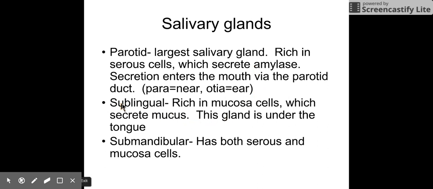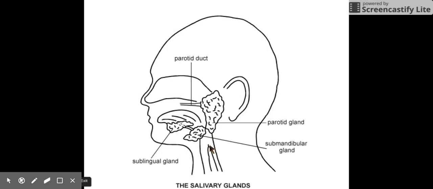Then you have the sublingual, which is underneath the tongue, and it is mucus. It produces mucus, and it's made of mucosal cells. The submandibular, which is underneath the mandible, it's farther back underneath the tongue in the mandible. And it has both serous and mucosal cells, which means it makes both mucus, the watery part of saliva, and the enzymes from those serous cells.